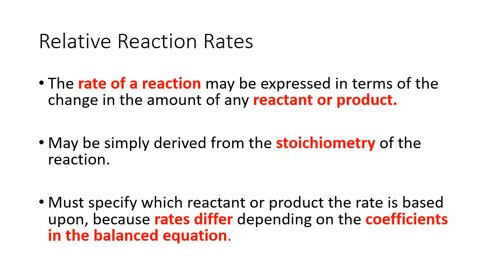Relative reaction rates means that the rate of a reaction may be expressed in terms of the change of another reactant or a product within that reaction. The relative rates can be derived from the stoichiometry of the reaction, meaning we can use the coefficients out front. We have to specify which reactant we're talking about or which product we're talking about when we're talking about relative reaction rates.